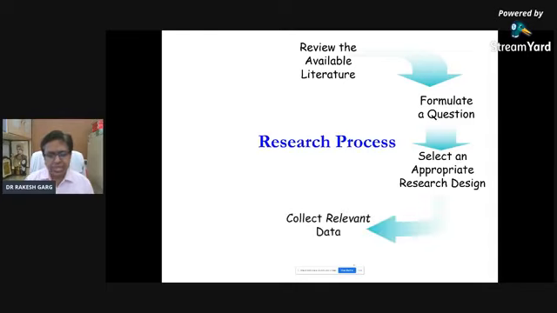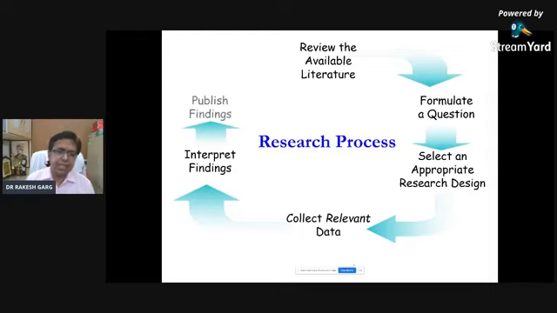Once our research design is there, we start doing the studies, have proper methodology, collect the relevant data, and try to analyze data to have our findings and try to interpret them scientifically. And once it is done, the literature is published.